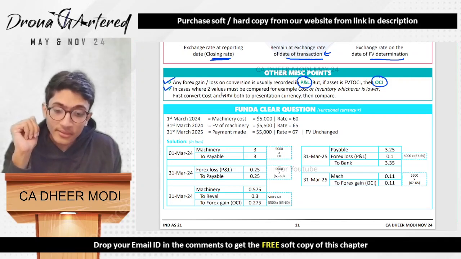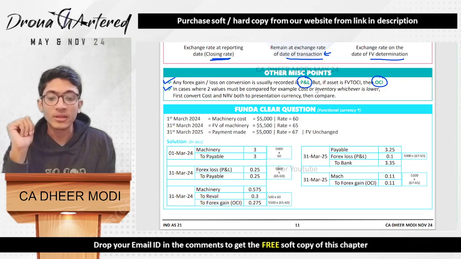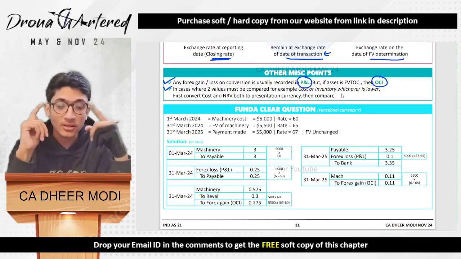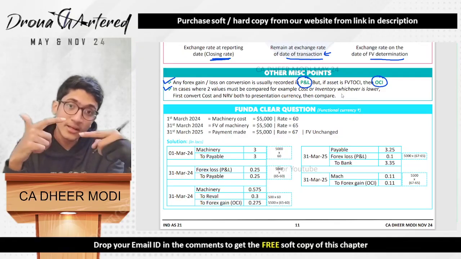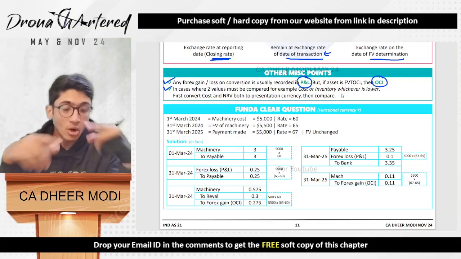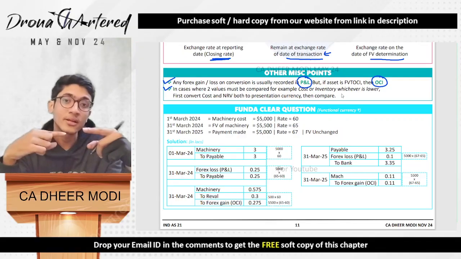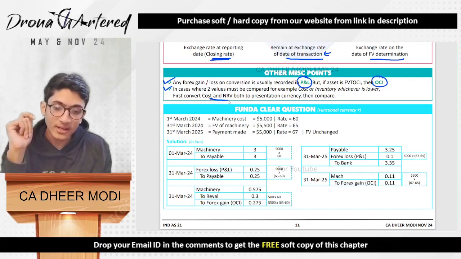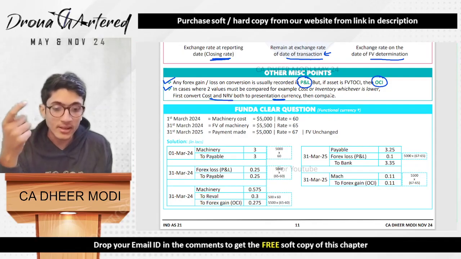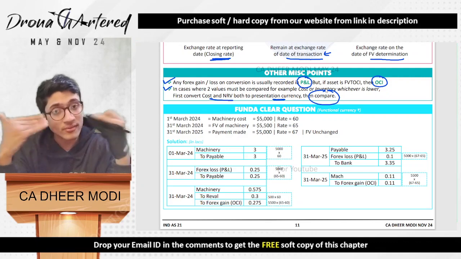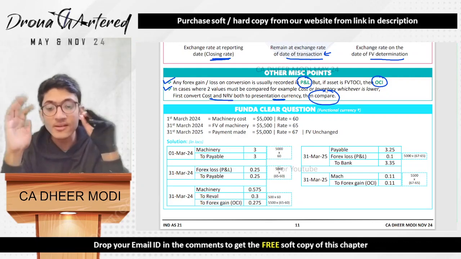Next, in cases where two values must be compared, for example, cost or NRV of inventory, whichever is lower. Now the question comes: do I first convert using the exchange rate and then compare, or do I first compare and then convert? In such a case, you will first convert cost and NRV, both to your presentation currency. First it has to be converted and only then will you compare. Whenever you have to do this higher or lower comparison, first convert then compare.